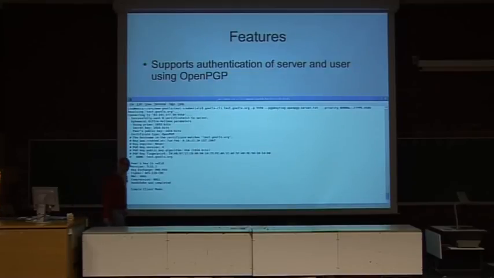So some of the features in GNU TLS, which you might not be familiar with if you are familiar with TLS, is that GNU TLS supports OpenPGP authentication. So you can use your OpenPGP or GnuPG key to authenticate yourself to a server. And vice versa, the server can use a GnuPG key to authenticate the server to you as a user. It's an interesting feature that I hope will be used more. There is an Apache module that supports it.